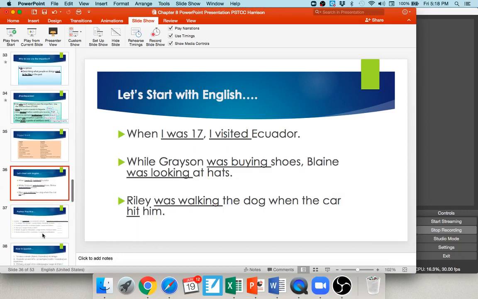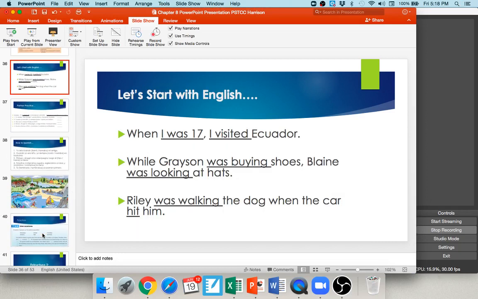So now, as we start or continue this process, I want you to look at some examples in English. When I was 17, I visited Ecuador. When I was 17, preterite or imperfect? It's going to be the imperfect because I'm talking about age. I visited Ecuador, preterite or imperfect? It's going to be preterite, ED.